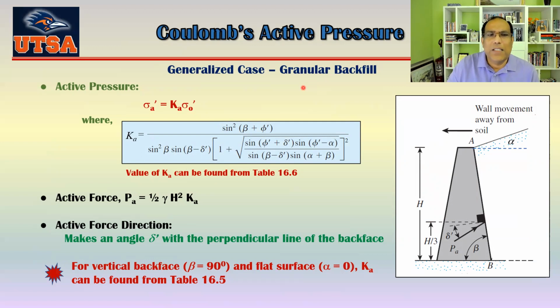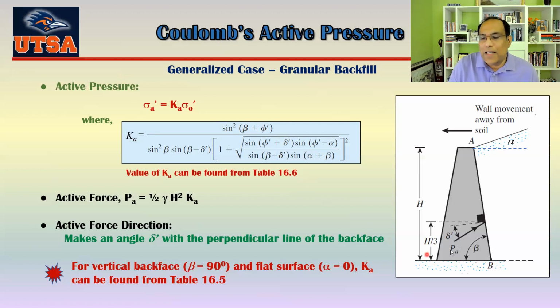Now you can see here your active pressure sigma A is again K active multiplied by your effective overburden pressure, which is equal to gamma H. And you can find your Ka from that equation here, but the value of Ka can also be found from table 16.6. You can also find your Ka from the spreadsheet that I provided to you. If you add this beta value and phi prime, then this will calculate your Ka from there.